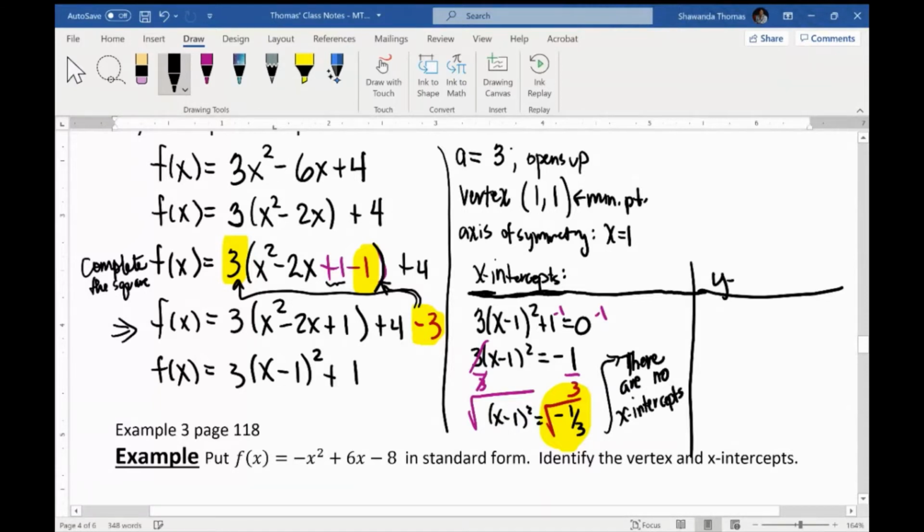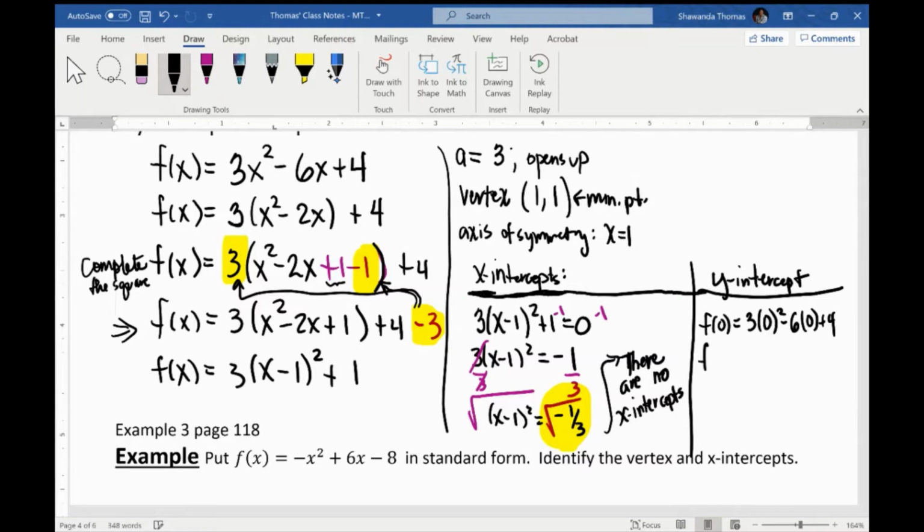All right, y-intercept. Let's go for that one. That's usually a little bit simpler. Which form will I use to find the y-intercept? General. I will use the general form. You can use the standard form if you want to. It just seems easier to me to plug into the original. 3 times 0 squared minus 6 times 0 plus 4. So what does f of 0 equal? 4. All right, and what is that point?